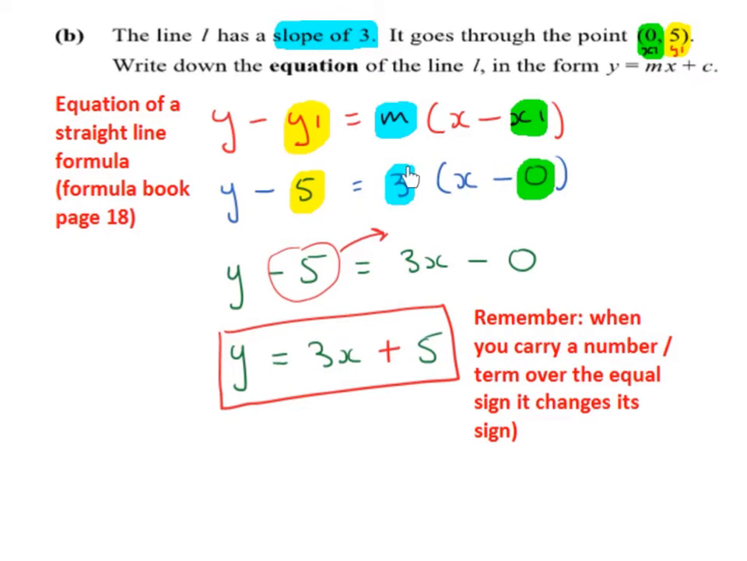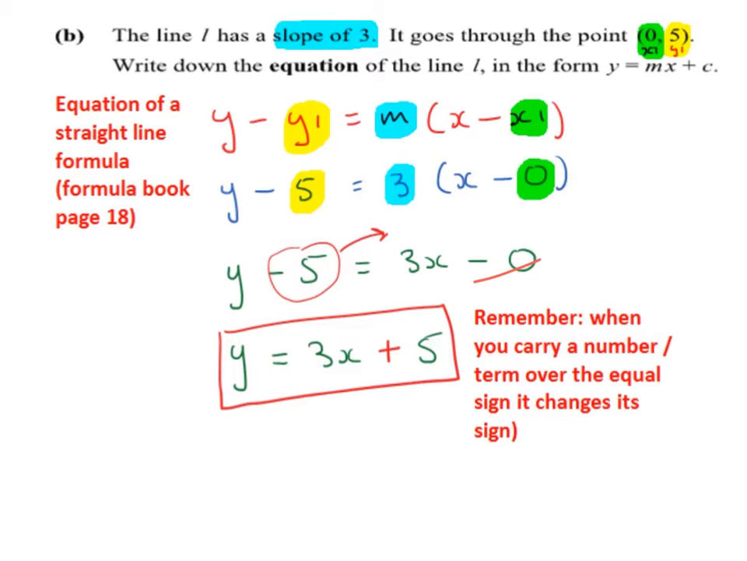Next thing, we're going to multiply out these brackets. 3 multiplied by x gives me 3x. A number times a letter, we stick them together. 3 multiplied by 0 is just going to be 0, so we get minus 0. So we can just cancel that out, because minus 0 we can just get rid of. So then we have y minus 5 equals 3x.